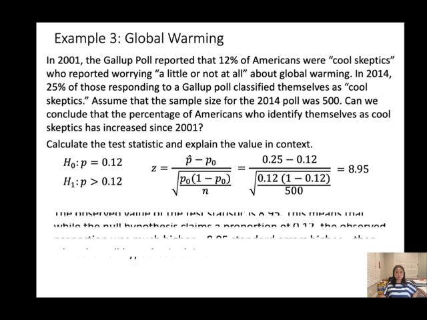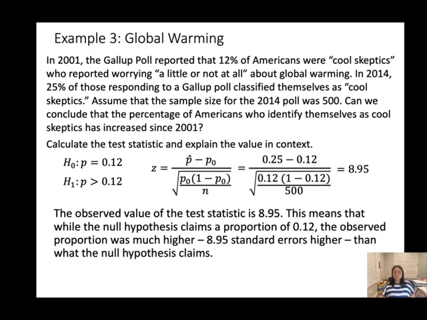So this is talking about the observed value of the test statistic, which is going to be 8.95. This means that while the null hypothesis claims a proportion of 0.12, the observed proportion was much higher. 8.95 is really high, that many standard errors higher than what the null hypothesis claimed. I really need you guys to know how to state the null and alternate hypothesis. Write it down, left tail test, right tail test, or two tail test, and then apply this formula for the proportion to find the test statistic.